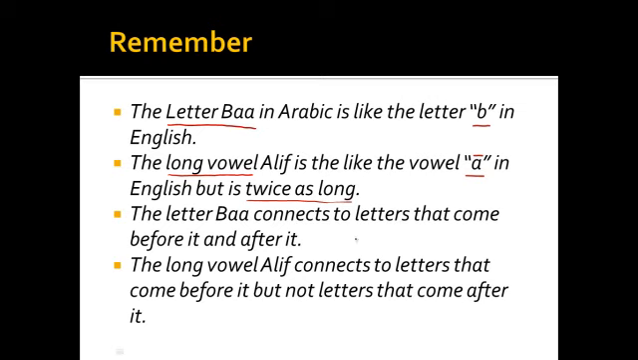The letter ba connects to letters that come before it and after it. That's very important. So for example, in the third position, the medial position, the ba looks like this. So the ba can connect to what comes before it, and it can connect to what comes after it. However, with the long vowel alif, it connects to letters that come before it, but not letters that come after it. So in the third position, again, the alif looks like this. It does not connect there, but it does connect here.